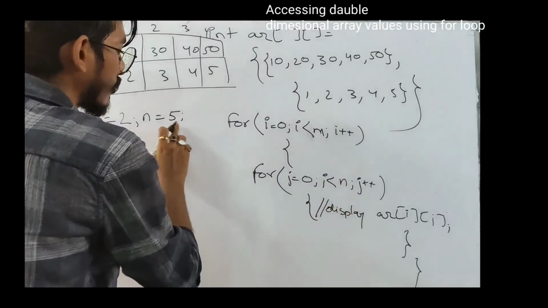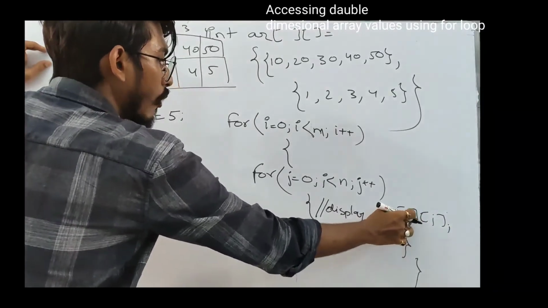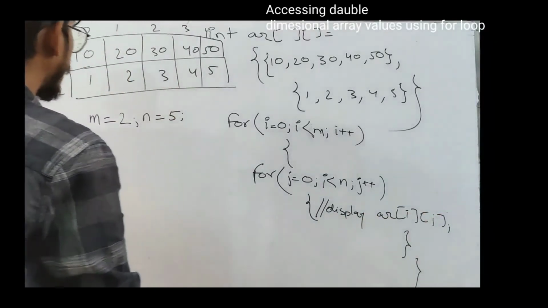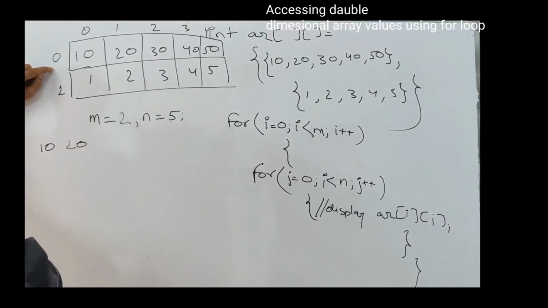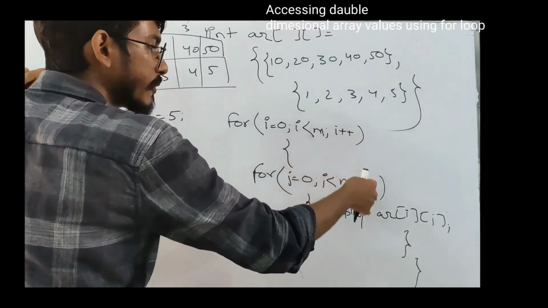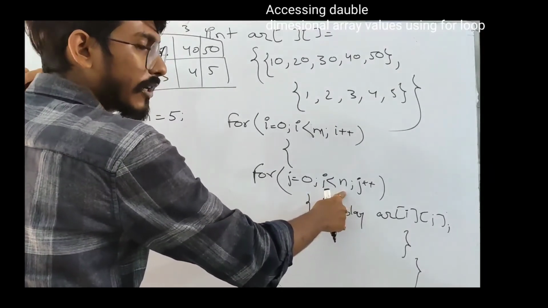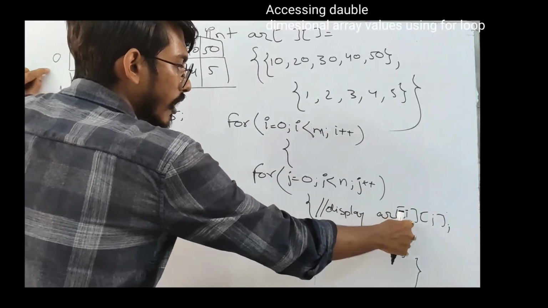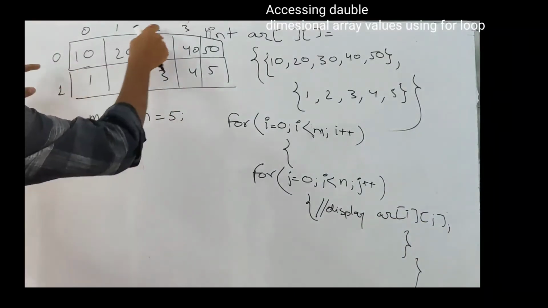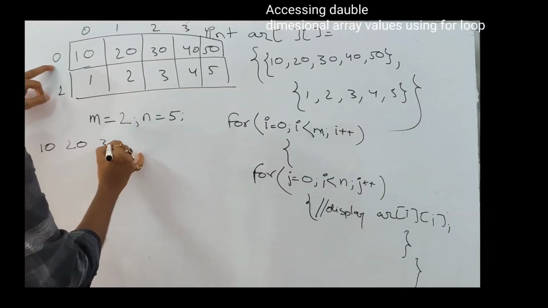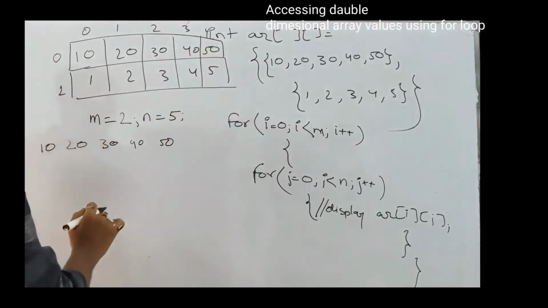So 1 less than 5. Yes, it is satisfied. Again it is coming inside and it is displaying AR of ij. So i is now 0 but j is 1. So it is accessing the value of 0,1 which is 20. So 20 is being displayed. Now again j is being incremented, and now the value of j is 2. So 2 is less than 5. So it is displaying here of ij. i is still 0. So 0,2, what is the value? 30. So 30 is being accessed. Similarly, 40 and 50 will also be accessed.